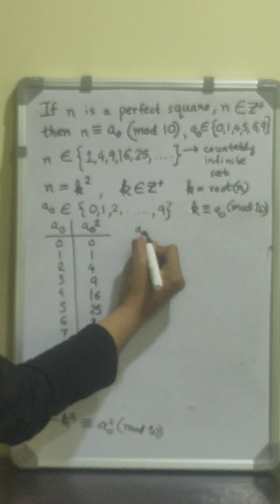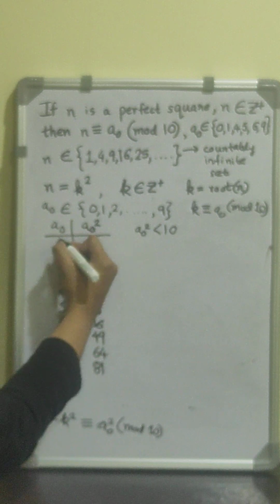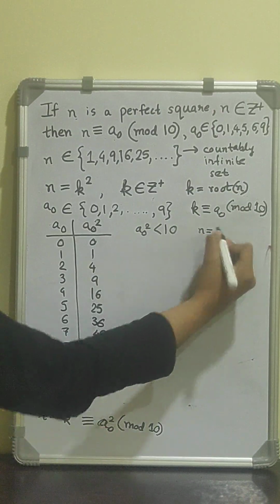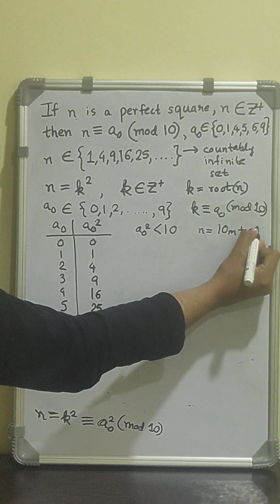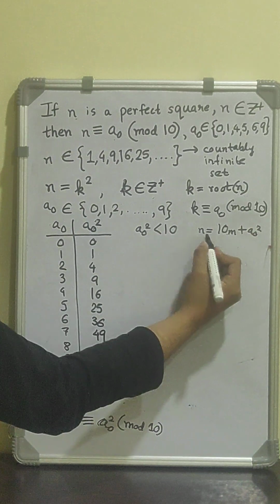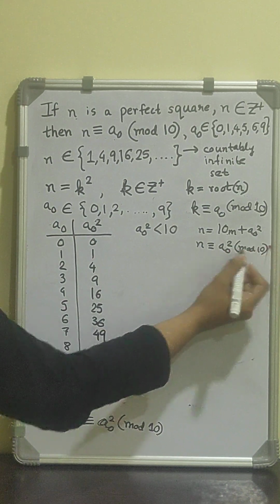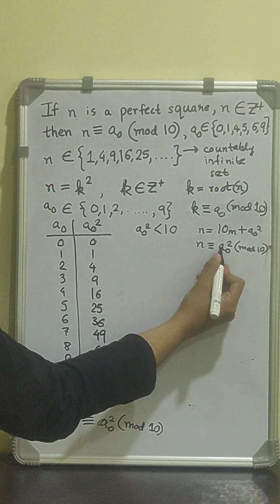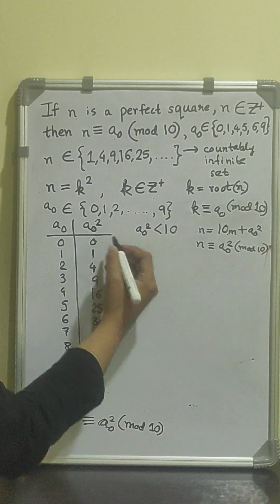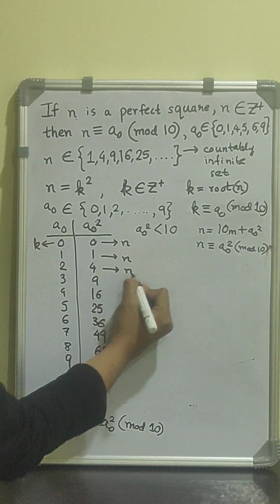When a0 squared is less than 10, the last digit of k and the last digit of n become the same, because the last digit of k is a0. Since n was something of this form, I wrote this earlier, this m gets multiplied by 10 and doesn't contribute to the last digit; only a0 squared contributes to the last digit. So n was congruent to a0 squared mod 10. This means that when a0 squared is less than 10, n is directly congruent to a0 squared mod 10, so the last digit of n is a0 squared.